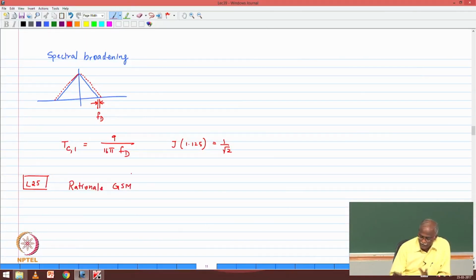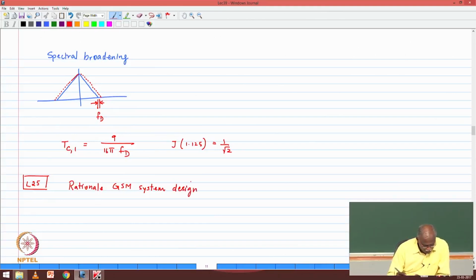Why did we design the slot of a certain duration? Why did we put the training sequence in the middle? What can you tell if one burst is affected by a fade? What happens at the next time instant that the same user is going to transmit, which will be 8 time slots later? So the rationale for the GSM system design is tied to our understanding of coherence time, and that is what we were able to do.